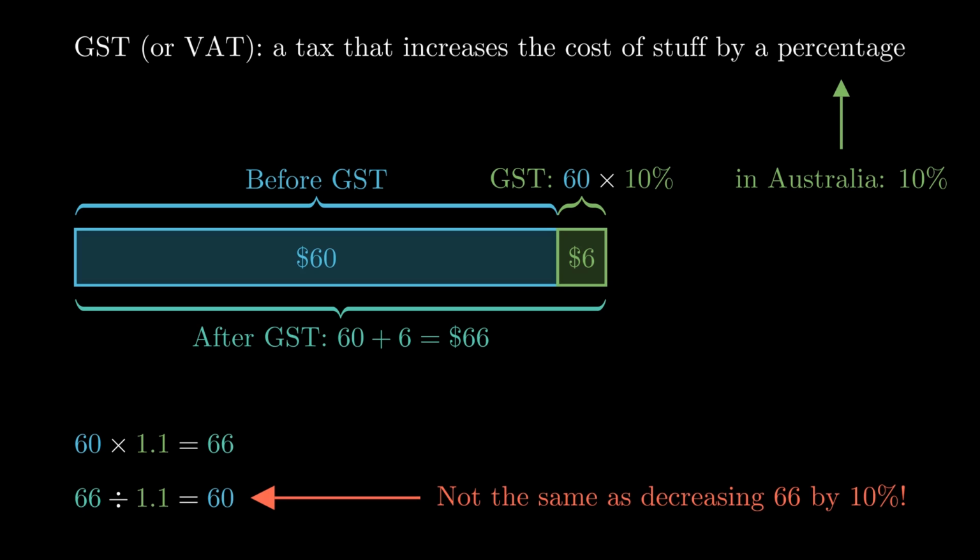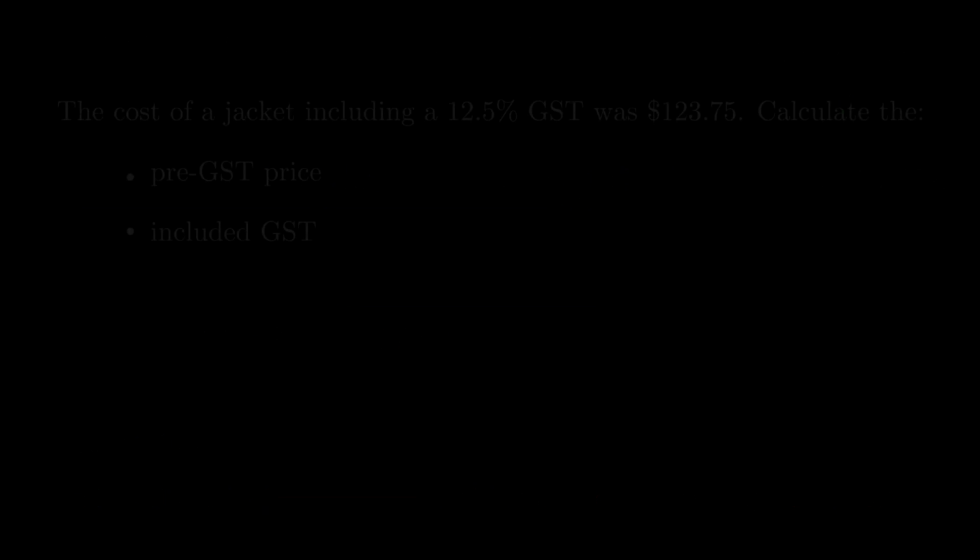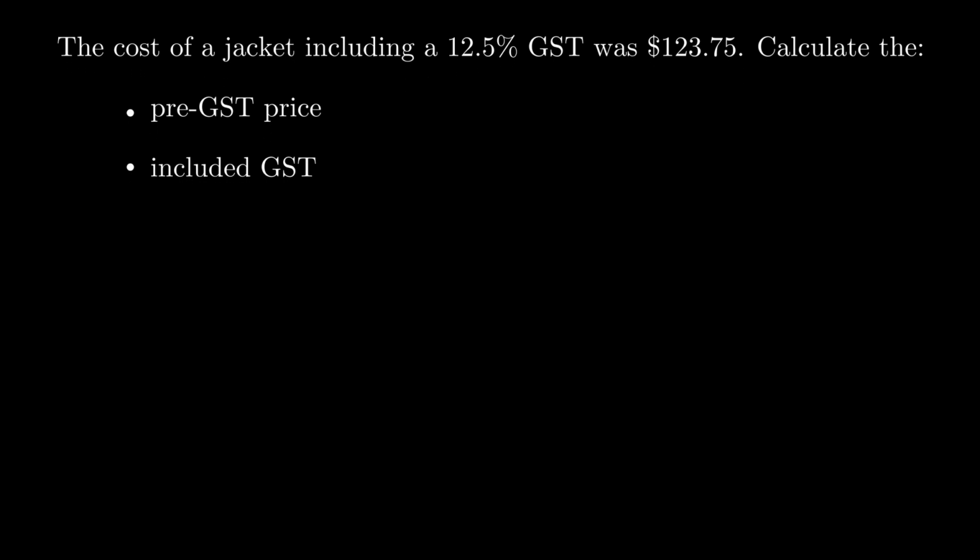It's a very common mistake we see in this particular topic, and we'll see another example of that in just a moment. So say we have a jacket whose price is $123.75, and that's with the GST already included, which by the way in Australia is often the case with listed prices, but this one's a different percentage. So we need to work out the pre-GST price and also the included GST. That's all packaged in this 123.75 number.